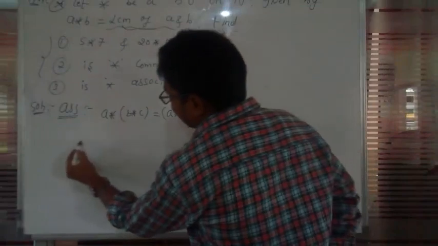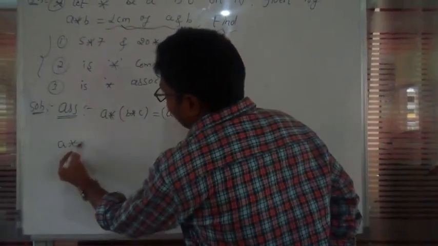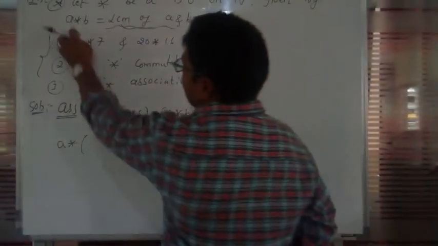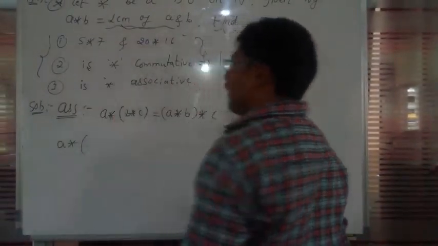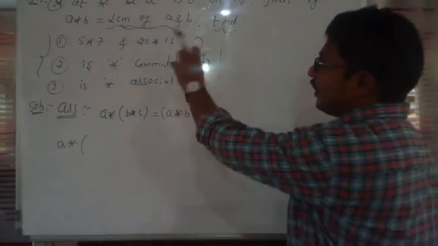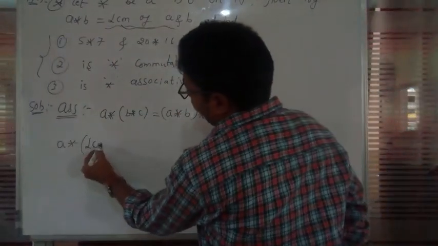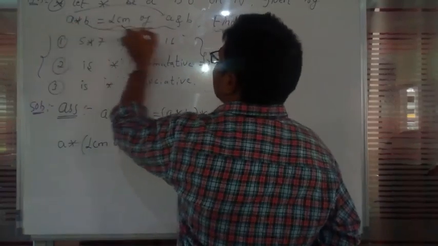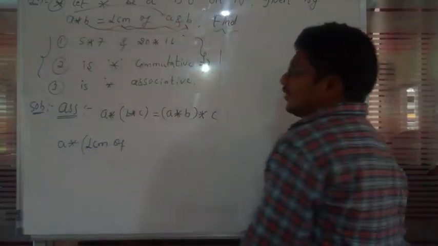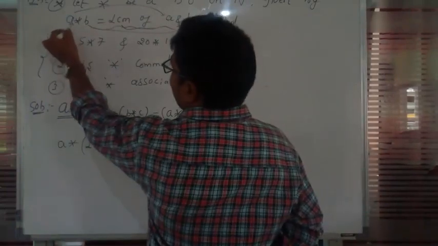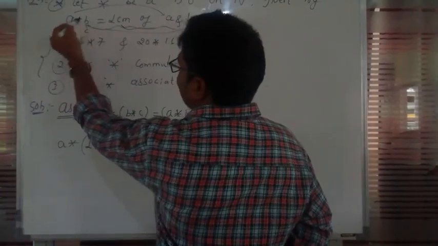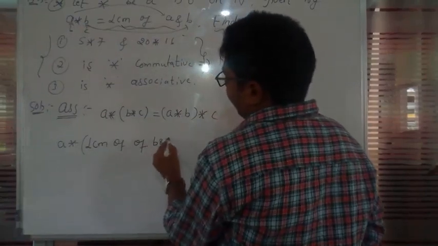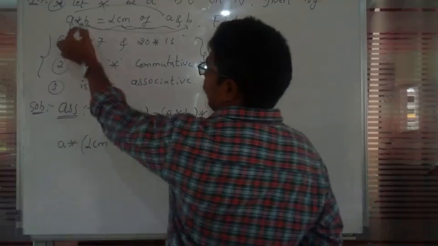Except for the outer side, where a is there, we keep the outer side as usual and don't change the values. If I write a star b in place of b, and in the place of b I place b and c, what happens? LCM of b and c. And again, you should not change the values.